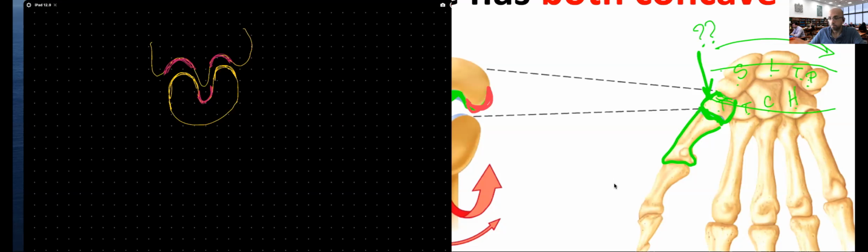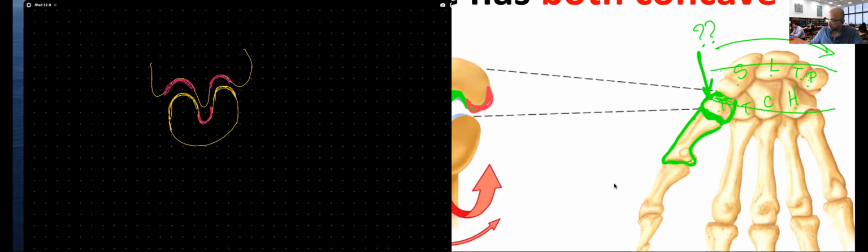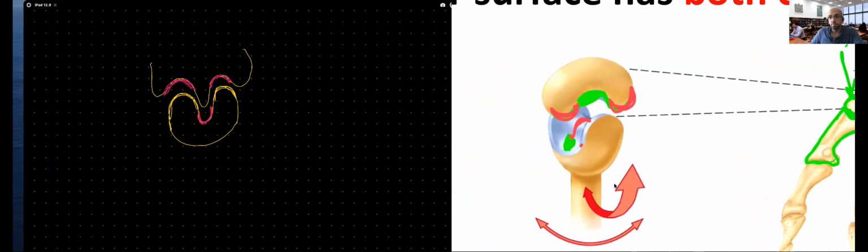trapezium. So the articulation between the trapezium and the first metacarpal bone of the thumb is like this. I have two articulating surfaces in which each of them is going to have a concave side and a convex side. All right, this is what we call the saddle joint.